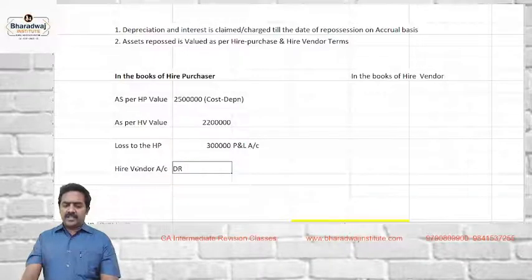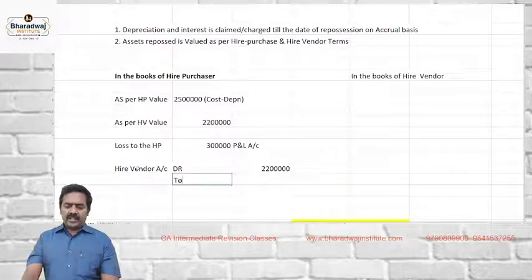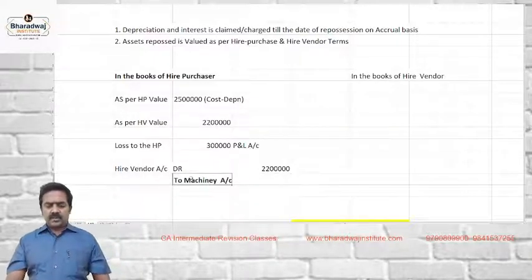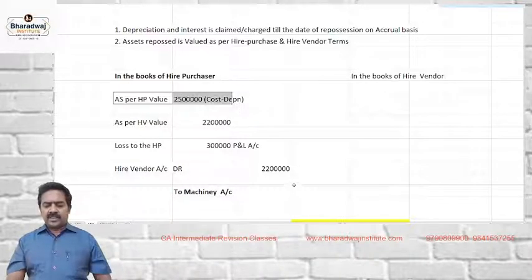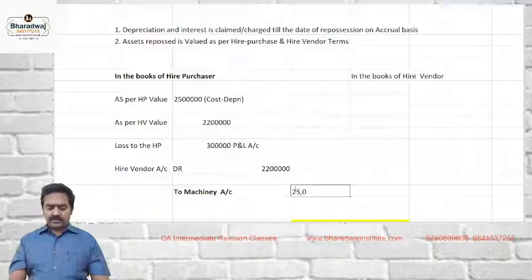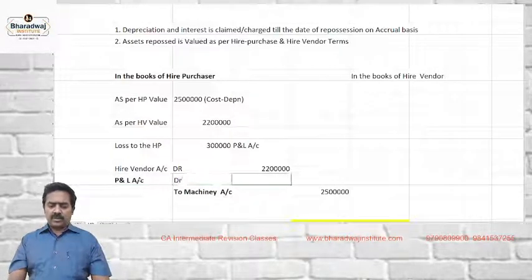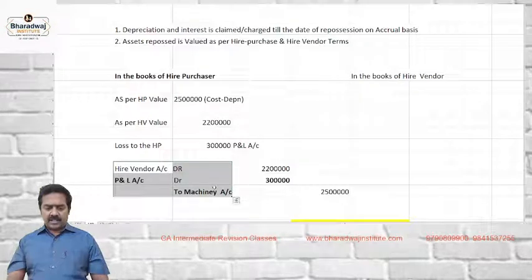Hire vendor account debit. In this example, the value at which they take over is 22 lakhs. To what do they take over? Let's assume it is the machinery account. What is our value? 25 lakhs is our book value. What is the loss? That loss will be transferred to the profit and loss account. So take up this journal entry. In the books of hire purchaser, this is the entry for assets taken over.